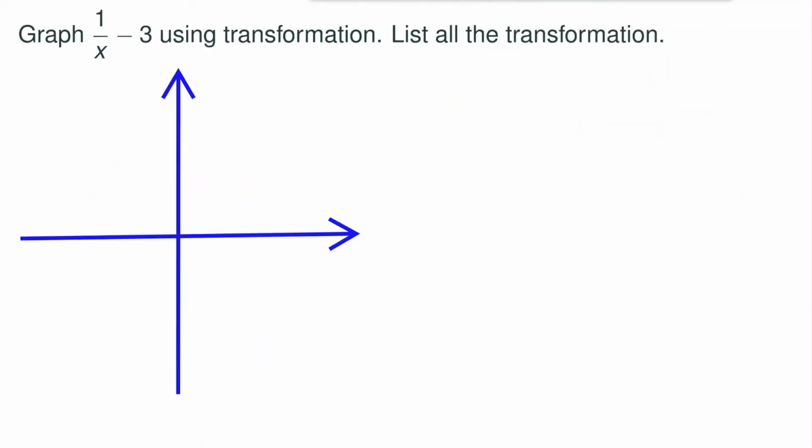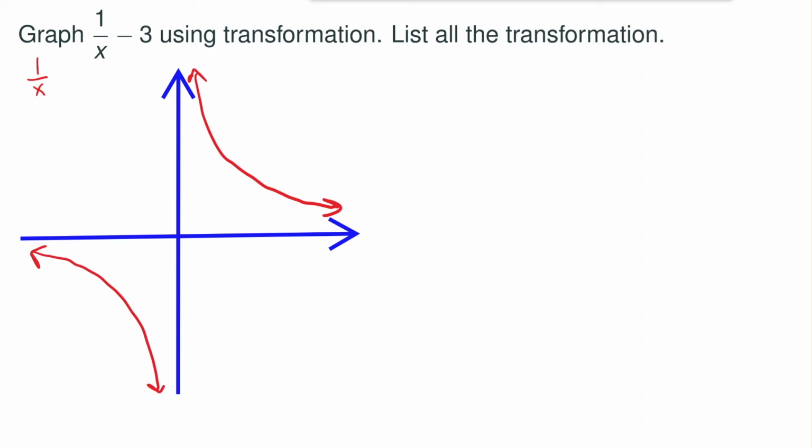Graph 1 over x minus 6 using transformation. So the parent function, or toolkit function, we call it, is 1 over x. And that function looks something like this. Let me draw it better. Like this. And this. Again, both lines are part of this one function.